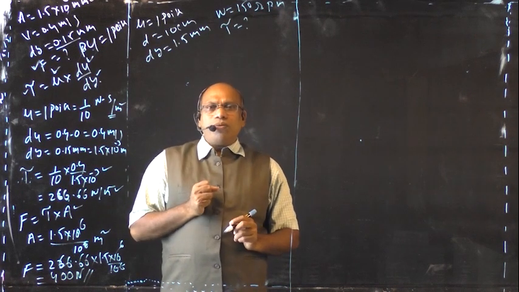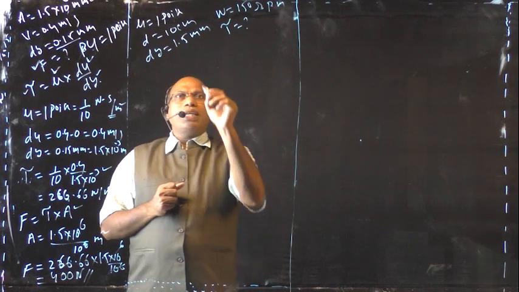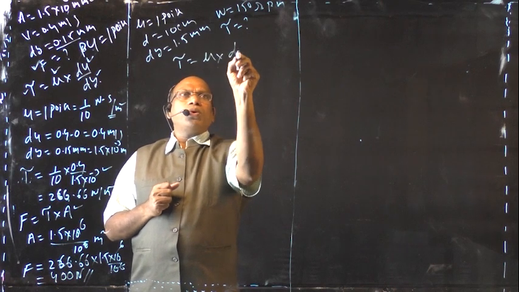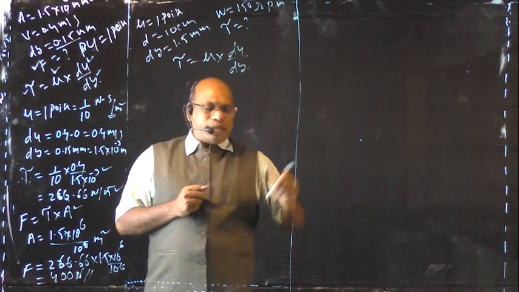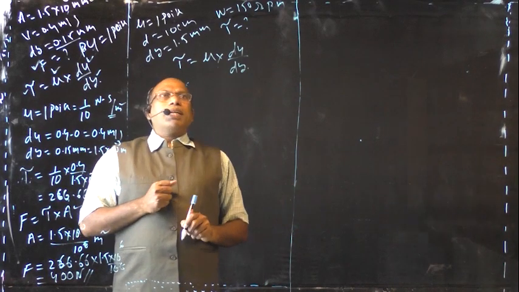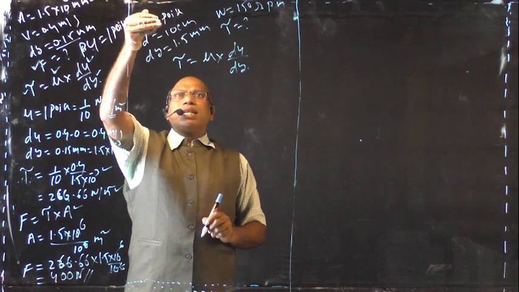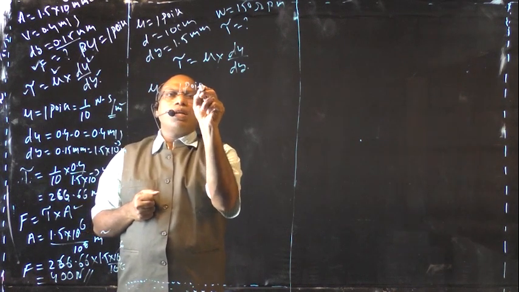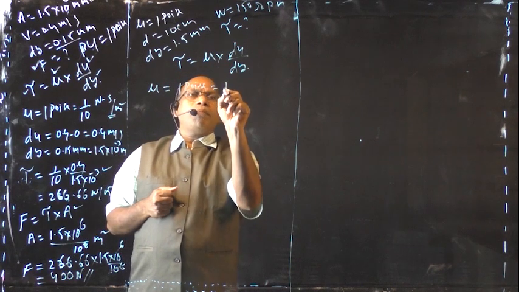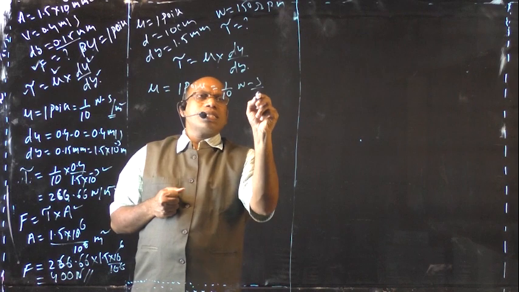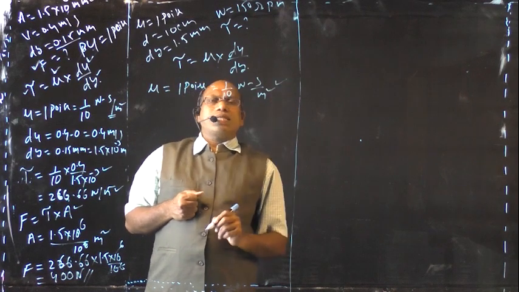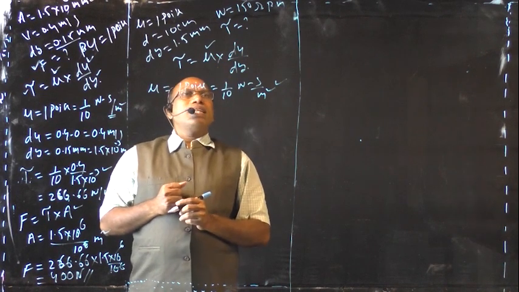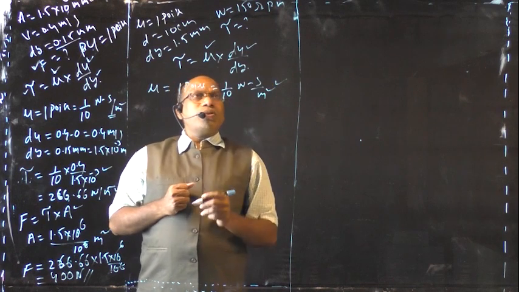For the determination of tau, we know one standard formula, tau is equal to mu into du by dy. But here viscosity mu is given, 1 poise, that is equal to 1 by 10 Newton second per meter square. This is in SI system. Now, what is the change in velocity we are going to determine.